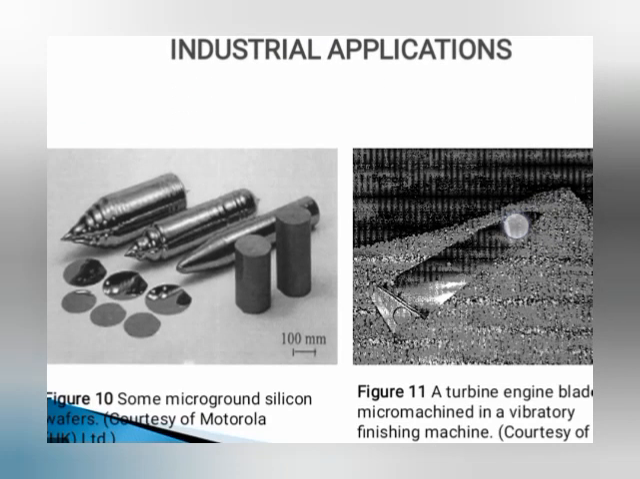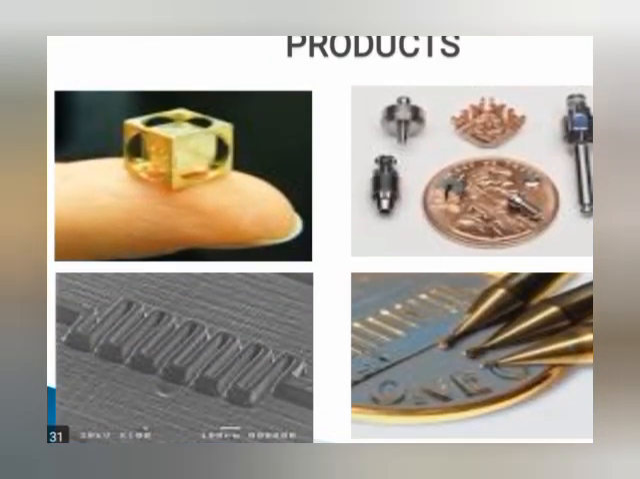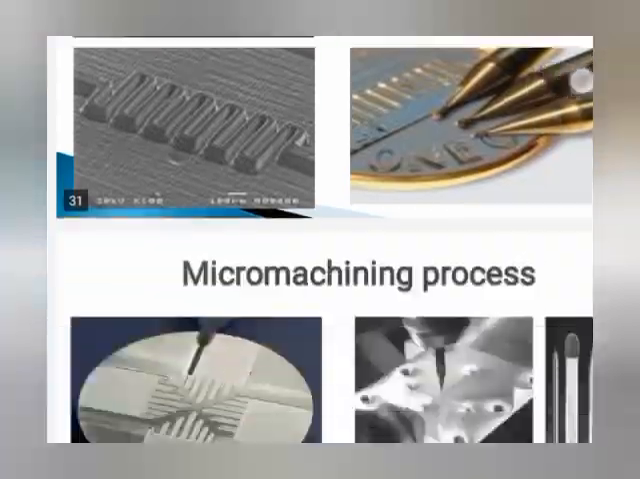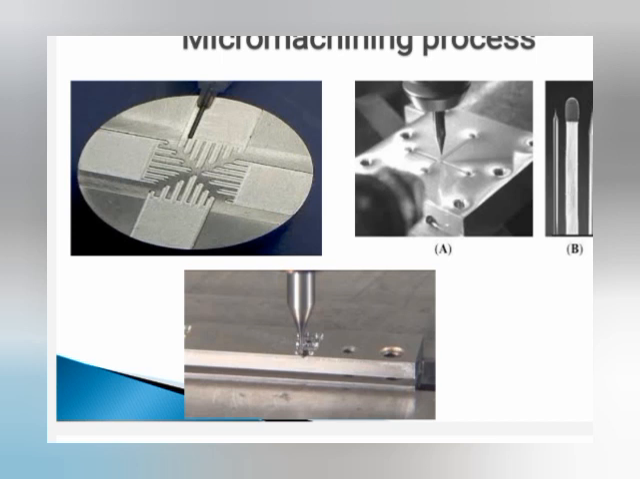So industrial applications. You see the industrial applications. First, the right one is a turbine engine blade micro machined in a vibratory finishing machine. And the left one is some micro ground silicon wafers. So these are all the idea behind the micro industrial application products. You see the product. Micro machining process: milling, drilling. So micro cutters. This is micro milling.